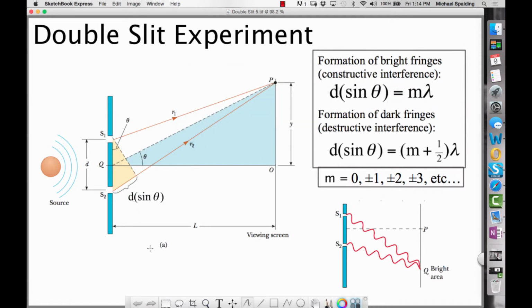Now, to get a dark spot, and we're almost done, guys. To get a dark spot, what has to be true about this extra distance traveled? It needs to be equal to a 1/2 multiple of the wavelength. So it's going to be wavelength over 2, or 3 wavelengths over 2, or 5 wavelengths over 2. So basically half a wavelength, 1.5, 2.5, 3.5. It's got to be a 1/2 multiple of the wavelength. Are you guys getting this? Okay.